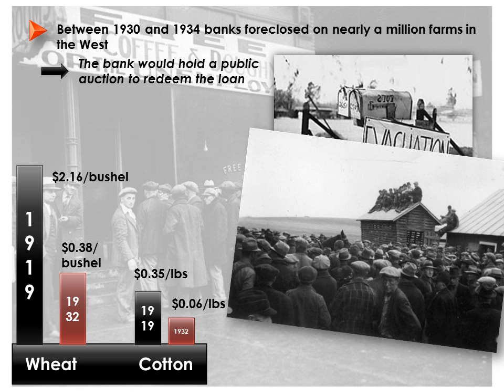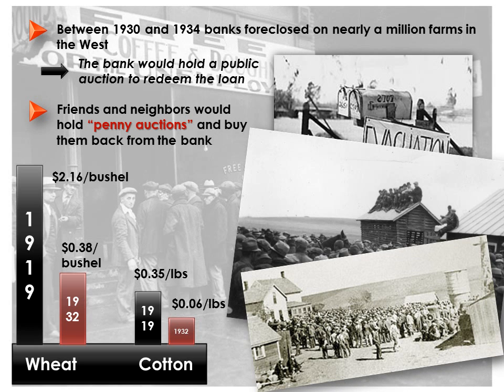And the way this would take place is the bank would actually hold a public auction in order to redeem the loan. So if some guy couldn't pay off his mortgage, he couldn't pay off his land, then the bank would try to auction it off to his neighbors in the hopes that someone out there would buy it from him. But what actually happened was that friends and neighbors would be more sympathetic to their friend, to their neighbor, to their fellow farmer than they would to the bank, and they would hold penny auctions.